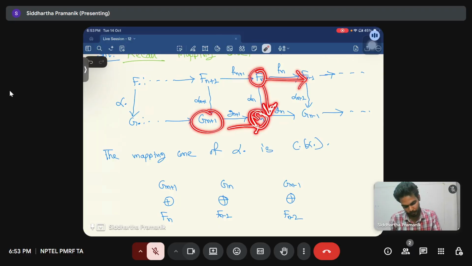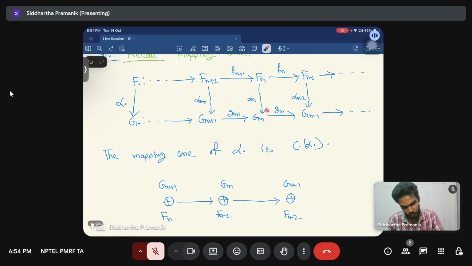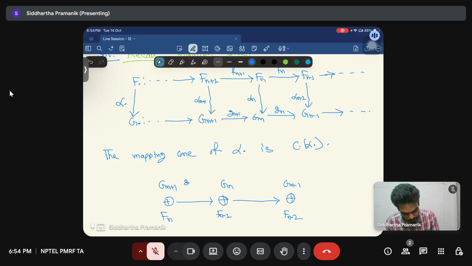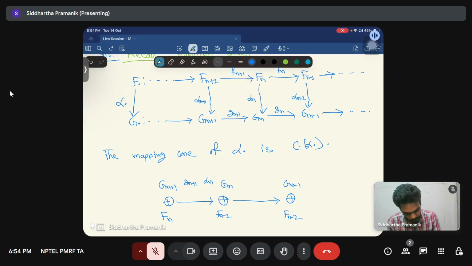So to Gn we have two maps. So what will be this map? So one is Gn plus 1, one is alpha n. So this is Gn plus 1 and this is alpha n, right? And to Fn, Fn minus 1, we have only one map, Fn. So we will write Fn here, but we will take one negative sign. So this is the map.